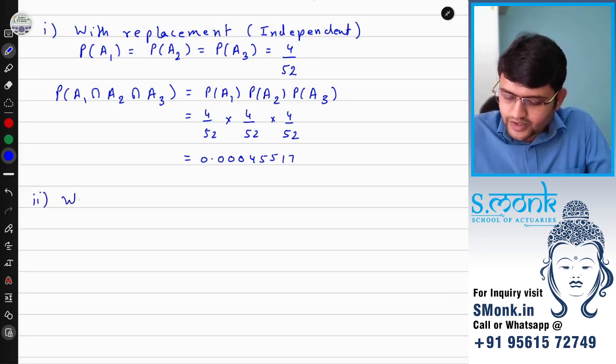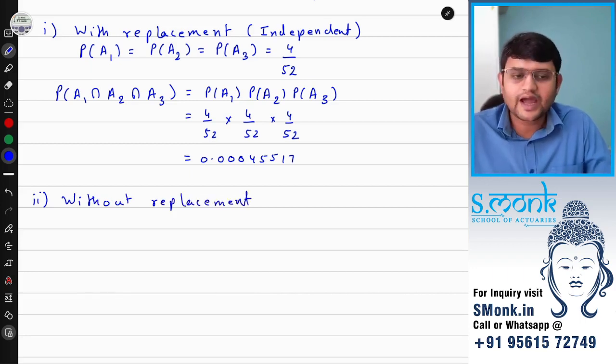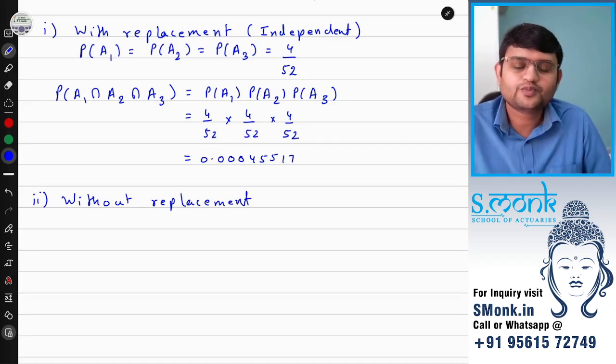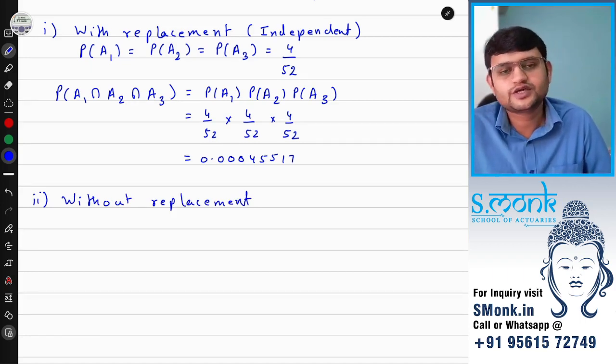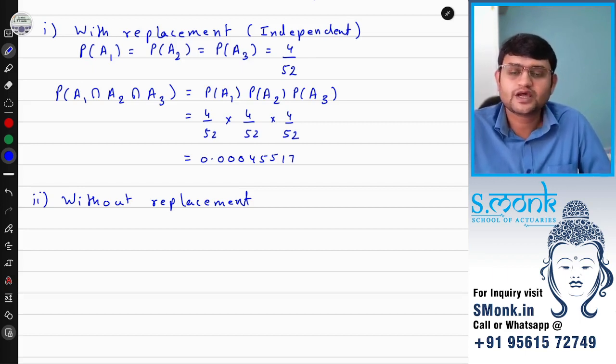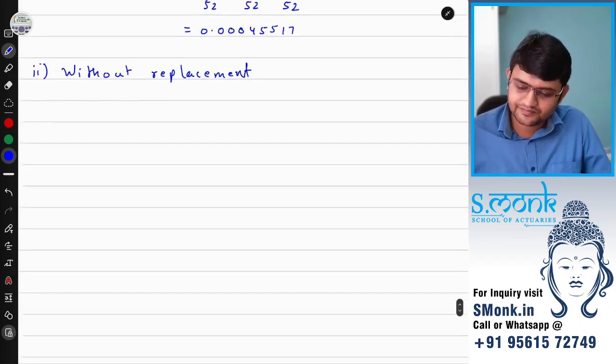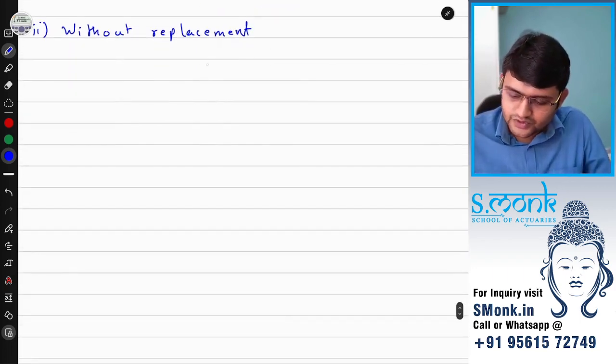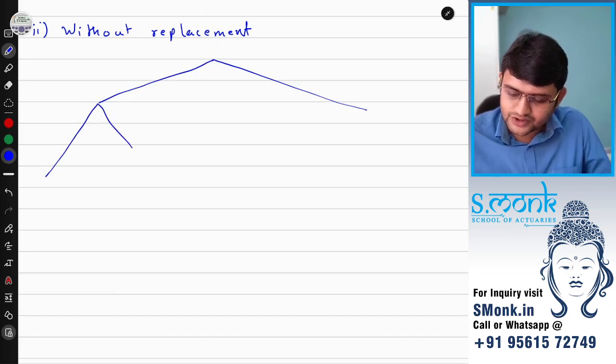Now if I say without replacement, then I have to figure out what would be the probabilities if the first card was an ace, what would be the probability if the first card was not an ace, and so on. Second card is an ace, second card is not an ace. So for that we draw a diagram called a tree diagram. I'll show you how a tree diagram would work. These are all branches.